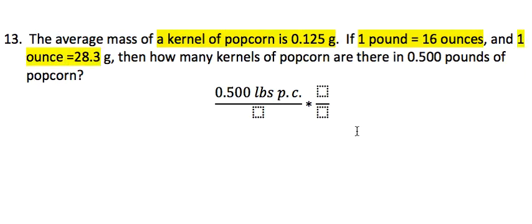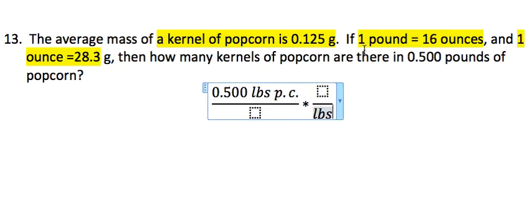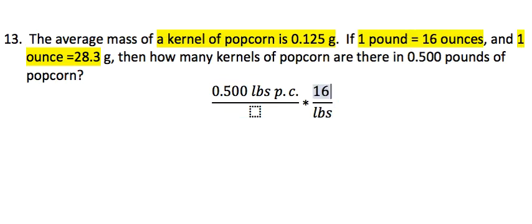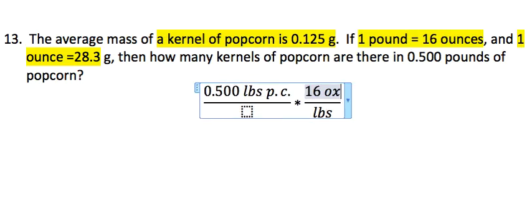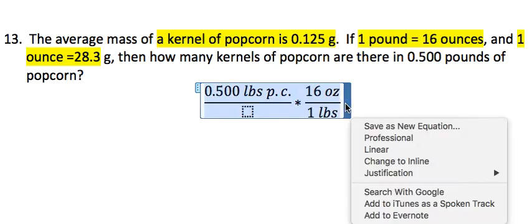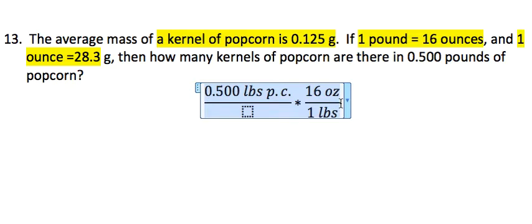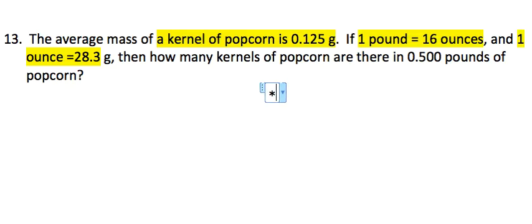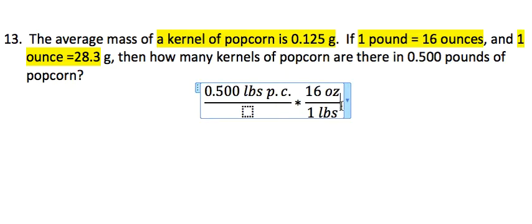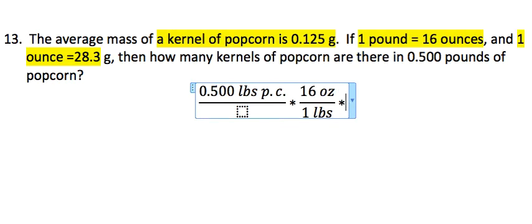All right, so I need to get rid of pounds. I know that. And so the only thing I can use here is 16 ounces. So I'm going to put 16 ounces on top, which is equal to 1 pound. Okay, so now I'm out of pounds and I'm in ounces. That's not what I meant to do. There we go.